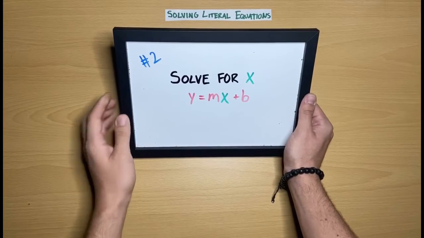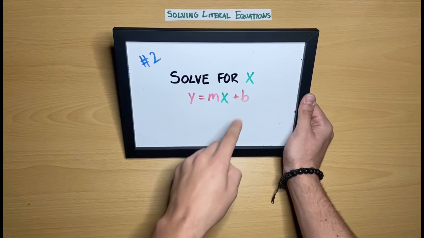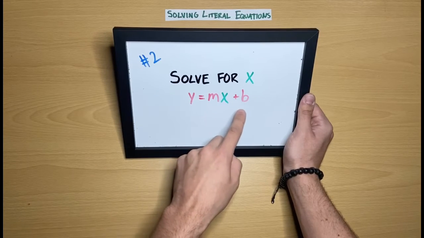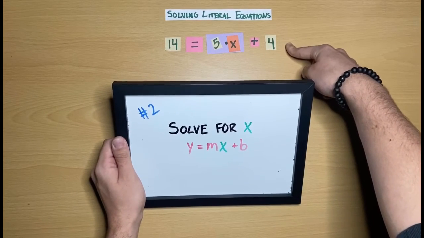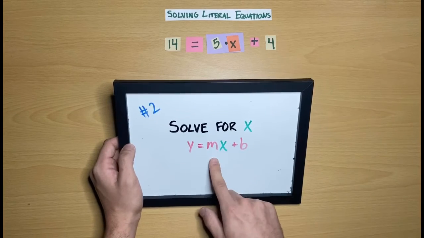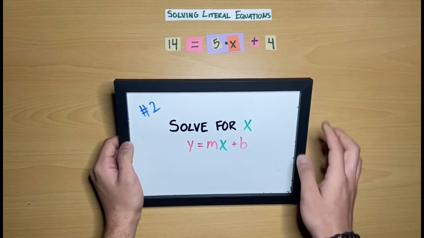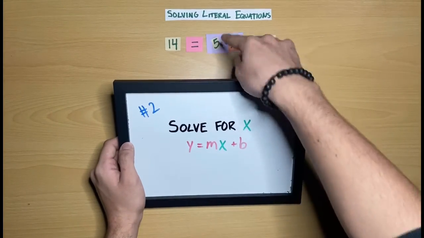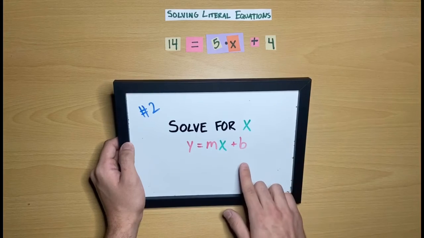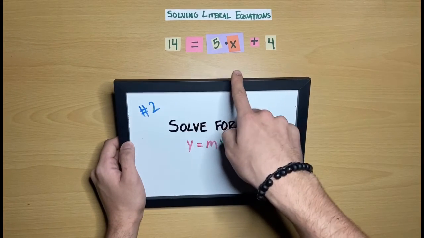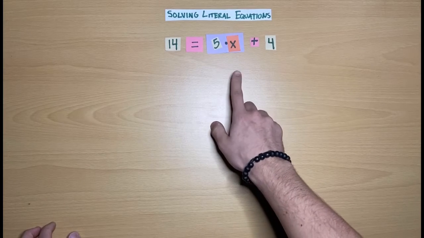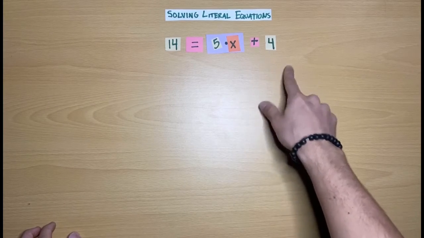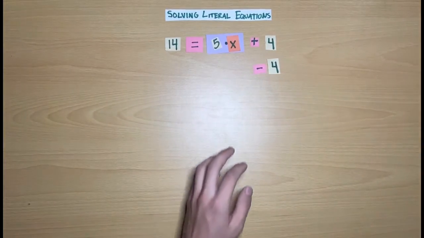The next problem we will look at is this one. We're going to solve for x, and our equation is y equals mx plus b. Now, before we get there, I want to go through an example one more time where I replace the variables with numbers. So in this case, the 14 is the y, the 5 is the m, and the 4 is the b. And we get 14 equals 5x plus 4. So again, we already know how to solve this. And the first thing we want to do to get x all by itself is we need to get rid of this plus 4. So we subtract 4 from both sides.